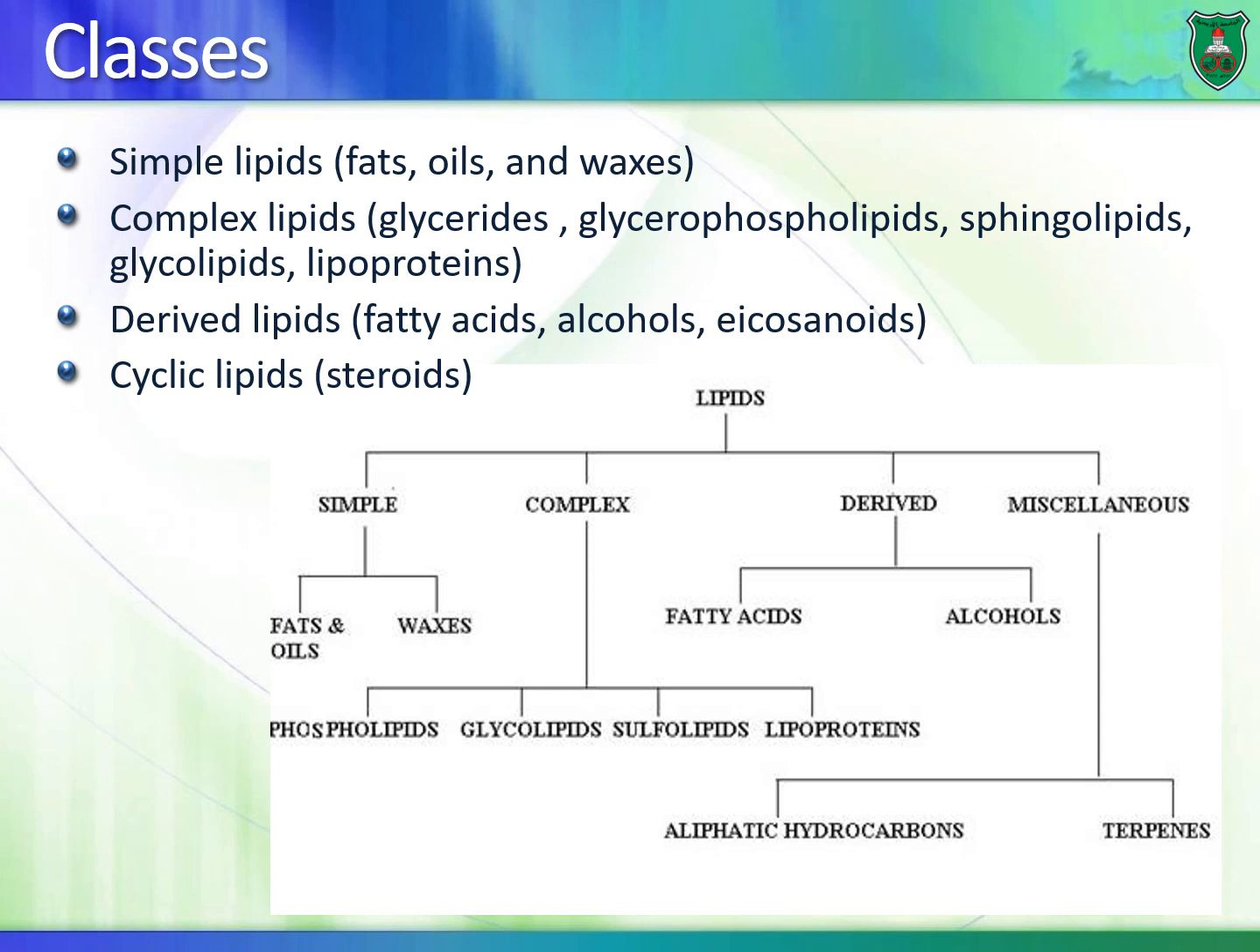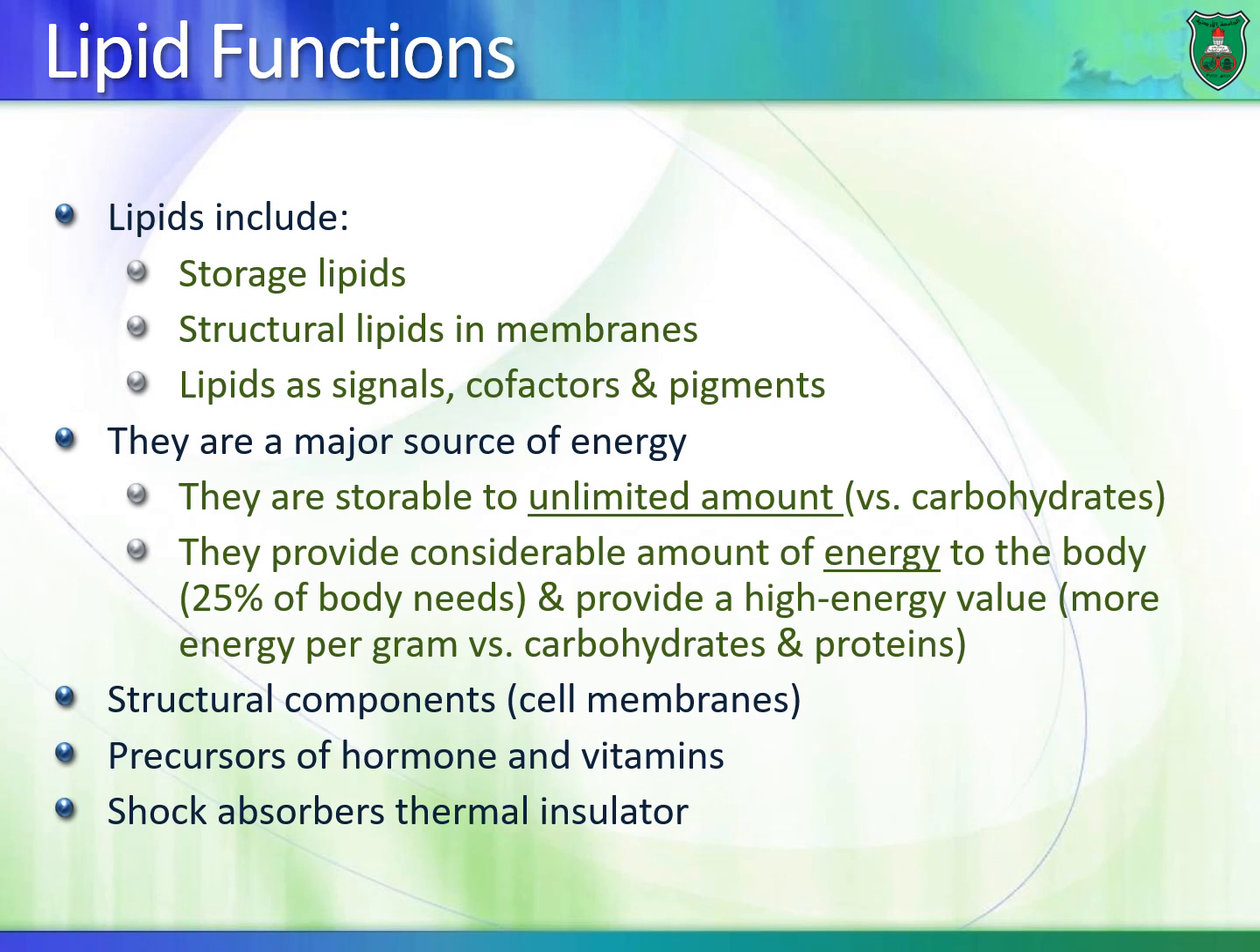We have simple lipids such as waxes, fats and oils, and we can also classify them as complex lipids, large lipid molecules, such as phospholipids, glycolipids, sulfolipids, lipoproteins. Also, what's not shown here is sphingolipids as well. We have derived lipids such as fatty acids and alcohols, and we have other types of lipids that we will not talk about. What's not shown in here as well is steroids. Steroids are a class of lipids that are all derived from cholesterol. So they have different functions.